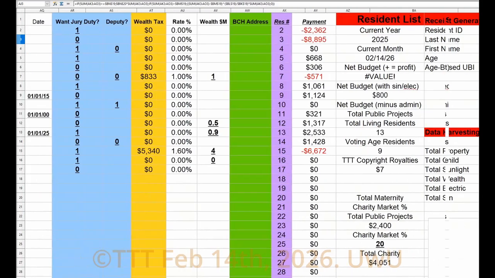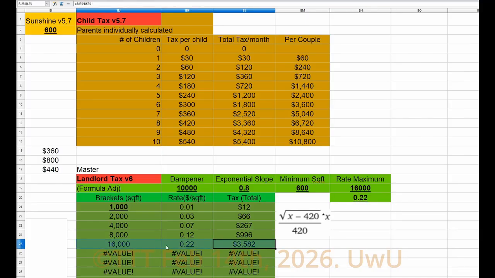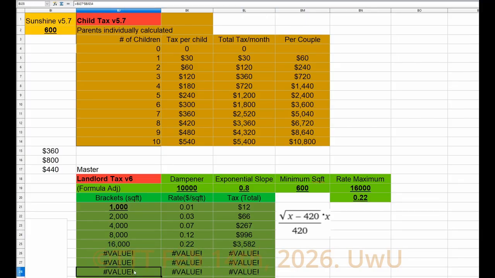So if you go to check out that formula here, this is new right here. We have our rate maximum 16,000 and our rate maximum 22 cents. So when it's greater than 16,000 for your total square foot owned, your rate gets switched to 22 cents. Right here, below this, 22 cents, 22 cents, 22 cents.